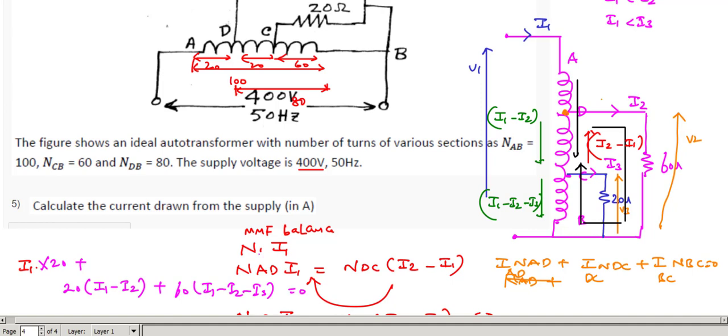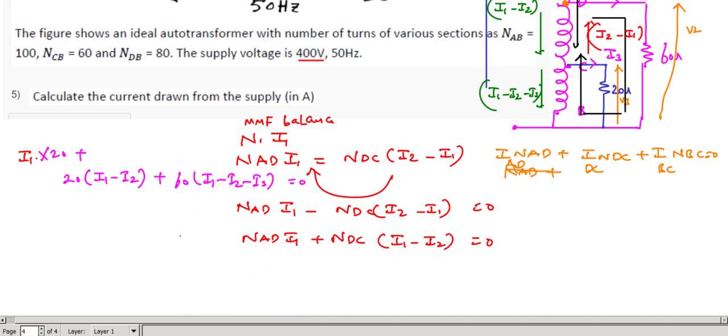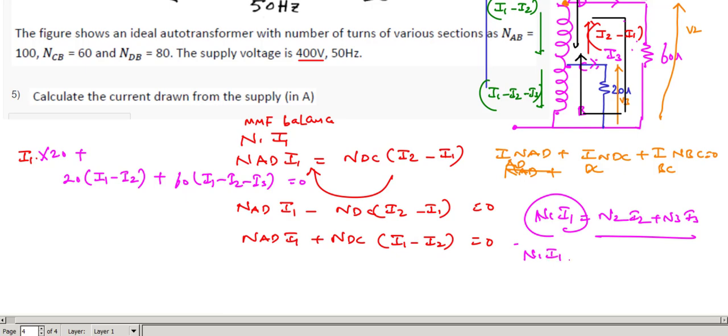So I can write it this way also. MMF balance: similarly, if you have a 3 winding transformer, 3 windings on a single phase transformer, N1 I1 equal to N2 I2 plus N3 I3. Similarly here, 2 windings are there separately. So N1 I1 equal to N2 I2 plus N3 I3, or I can write this as N1 I1 minus N2 I2 minus N3 I3 equal to 0. So this is the MMF balance I am writing.